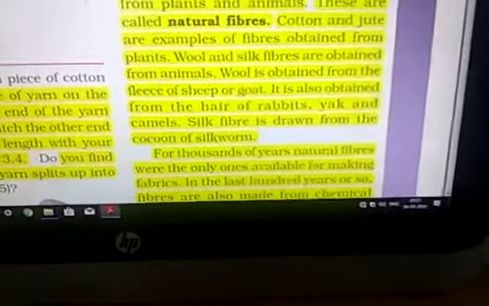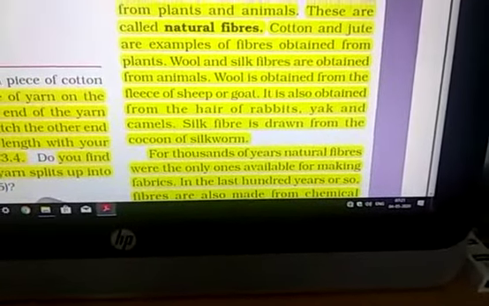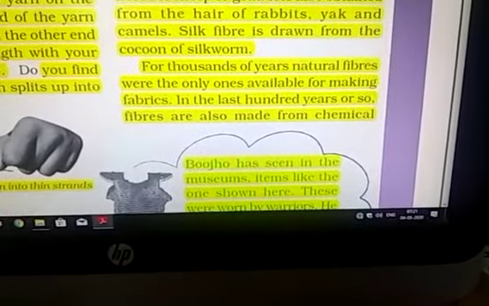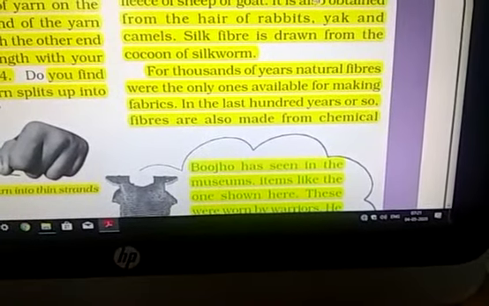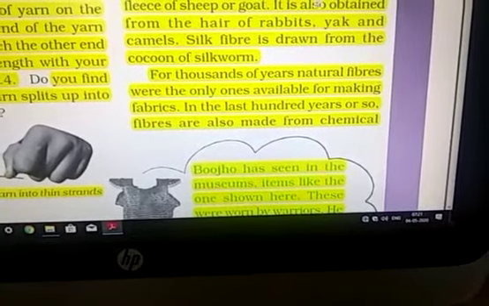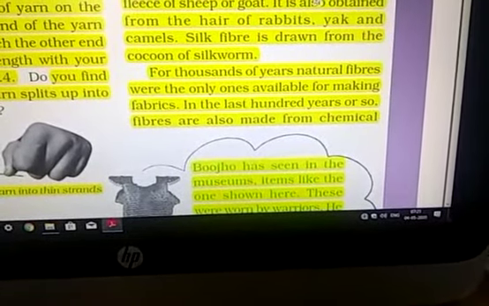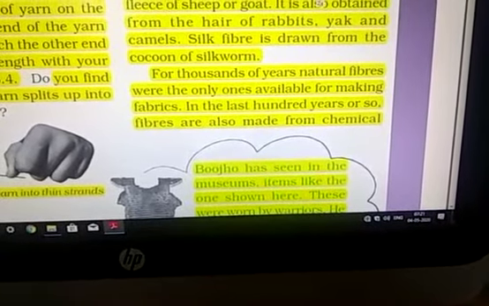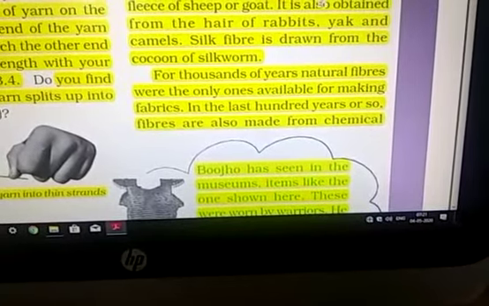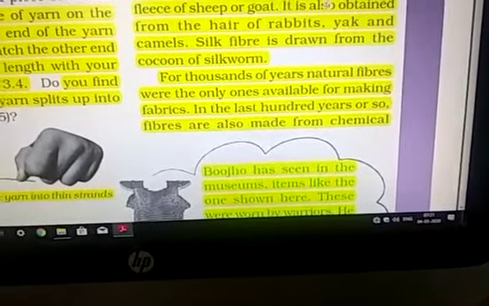For thousands of years, only natural fibers were available, but in the last 100 years, we prepare synthetic fiber also, because natural fibers are not sufficient to fulfill the demand of today's population clothing. That's why we prepare synthetic fibers also. Synthetic fibers are prepared by chemicals.